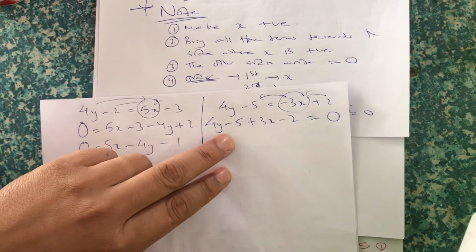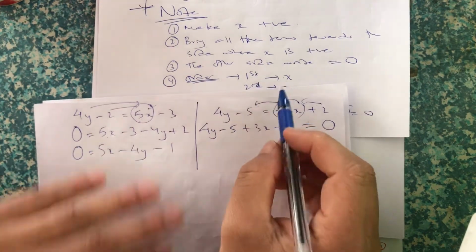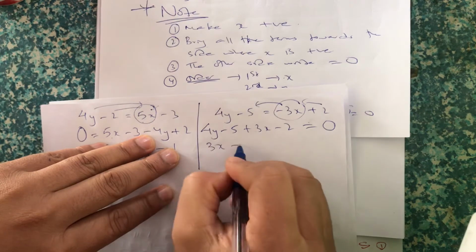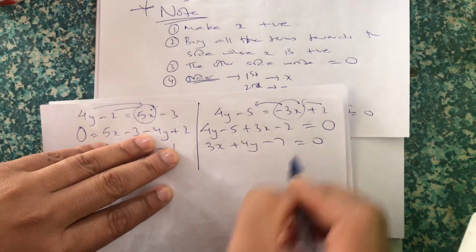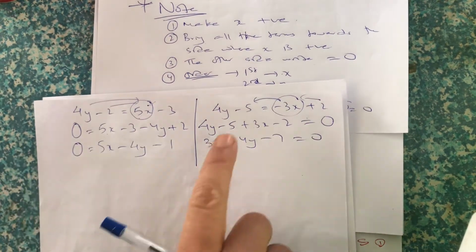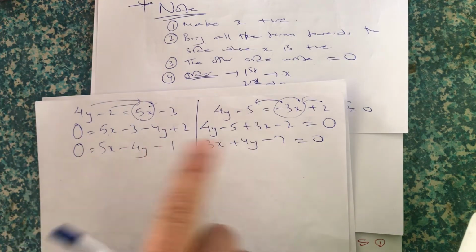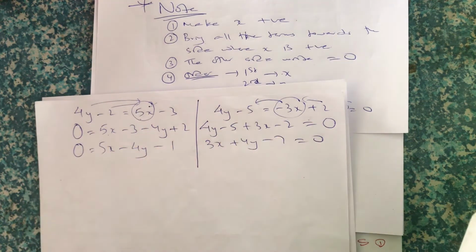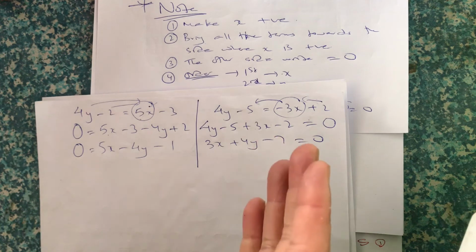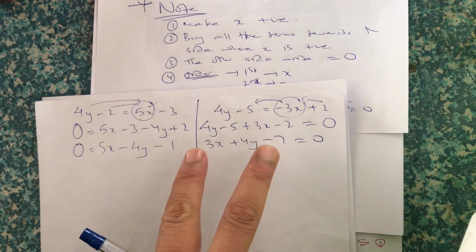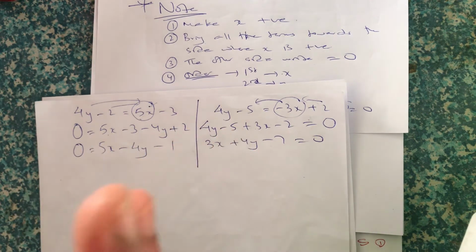But this is again not the correct order, because correct order means first x should be there. So first I write x, then 4y, then minus 7 equal to 0. That is the meaning of: check which side x is positive, whichever side x is positive, bring everything on that side, and the other side just write equal to 0. And once you have brought everything on one side, you need to check the order also. First should always be x, then the y, then the number.